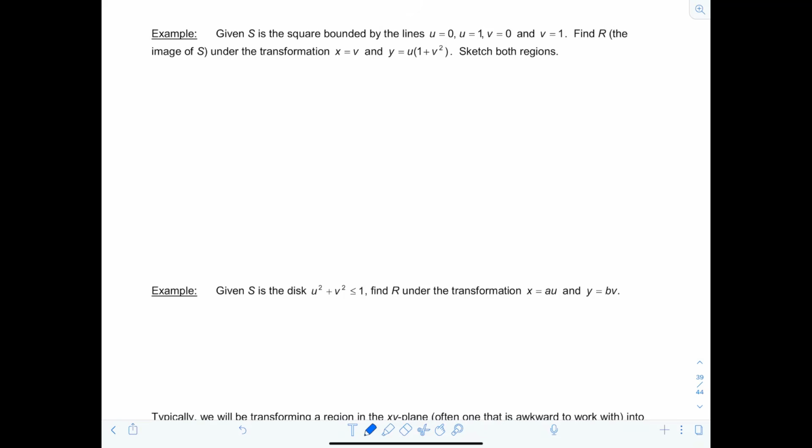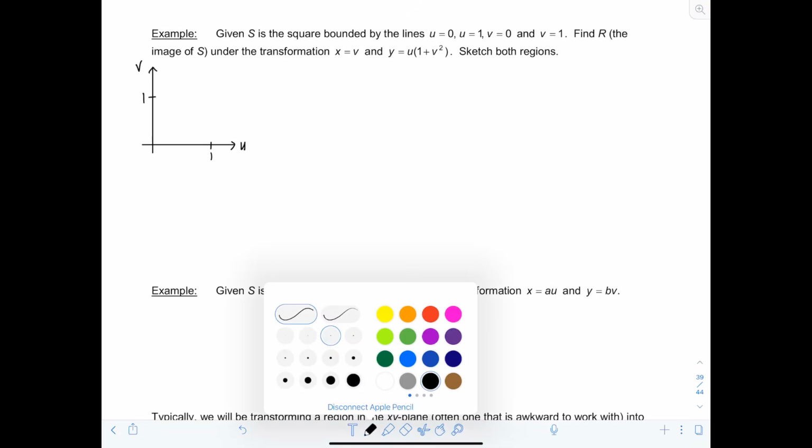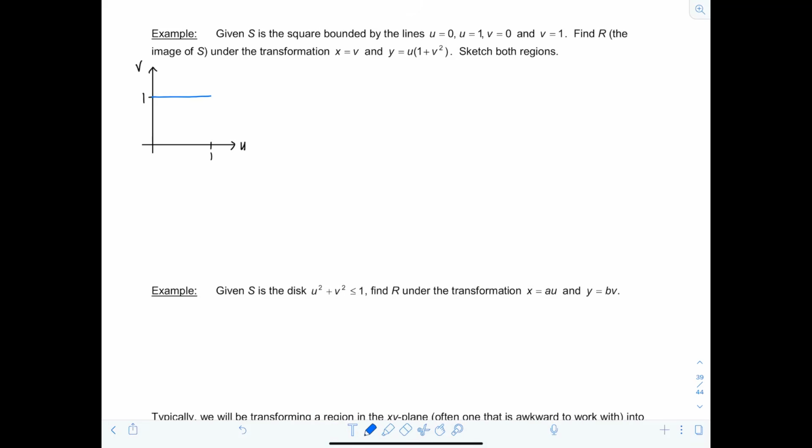regions. So I'm going to start off by sketching my region S in the uv plane, and it's bounded by 4 different lines. And notice I'm just going to be in the first quadrant. Okay, I'll put u here horizontally and v vertically. So u equals 0, that would be the v-axis. u equals 1, that would be up here. No, excuse me, that's v equals 1. Here's u equals 1. And then v equals 0, and then here's v equals 1.